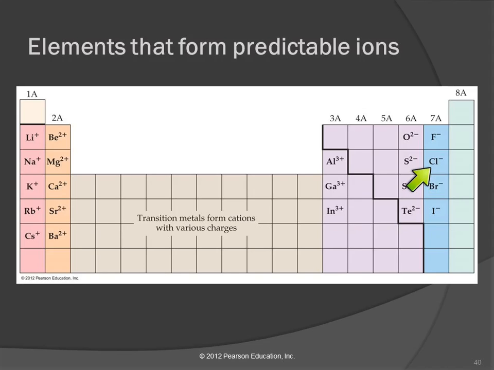Let's look at chlorine. How many valence electrons does a chlorine atom have? 7. The -1 charge tells us that the chlorine ion has 1 extra electron. 7 plus 1 is 8. Magnesium. How many valence electrons does a magnesium atom have? 2. It's in group 2A. If this has a +2 charge, that means it lost its 2 valence electrons.